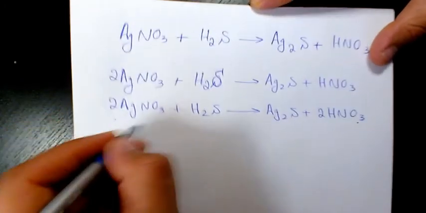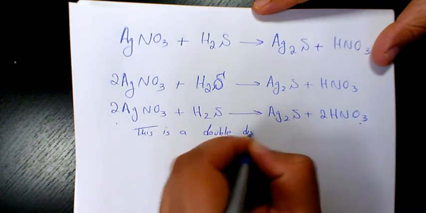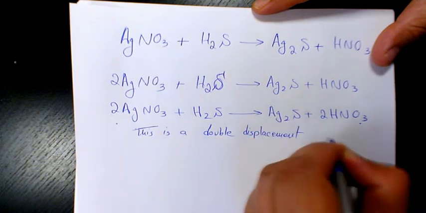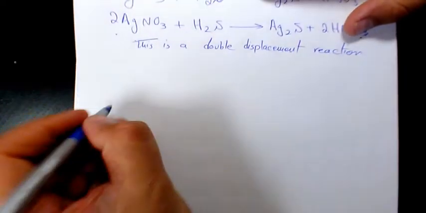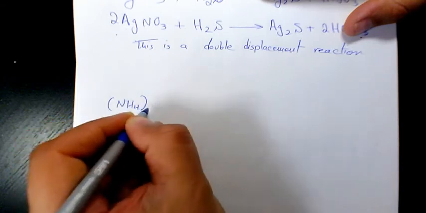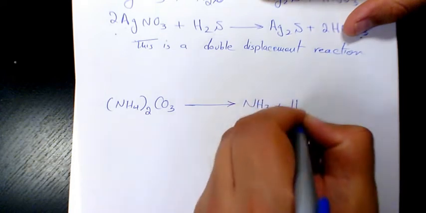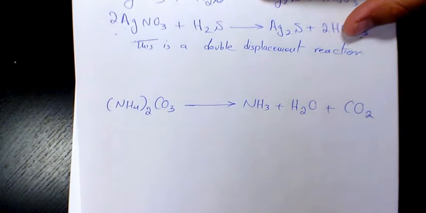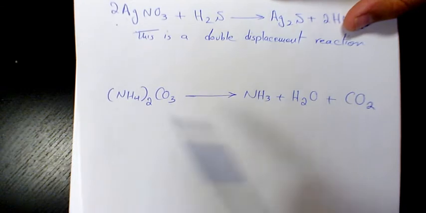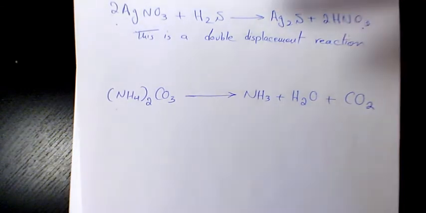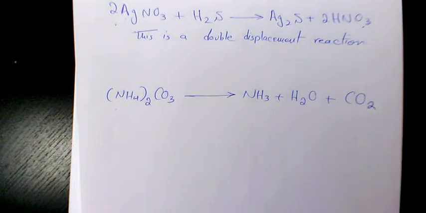Very good. And this is also a double displacement reaction. Next, (NH4)2CO3 gives us NH3 plus H2O plus CO2. (NH4)2CO3 is ammonium carbonate, ammonia, water, and carbon dioxide. This is a decomposition reaction because we have one reactant and more than one product. So it's going to be decomposition reaction.